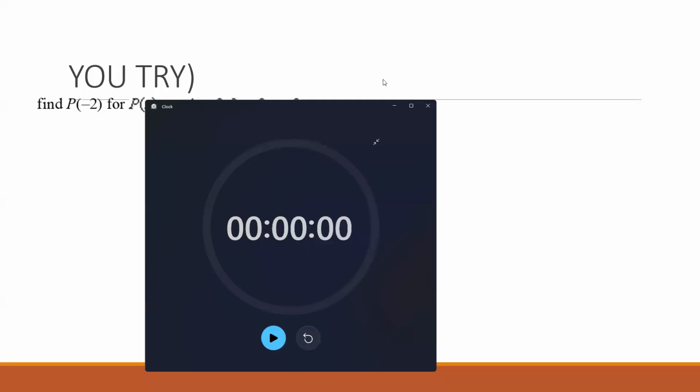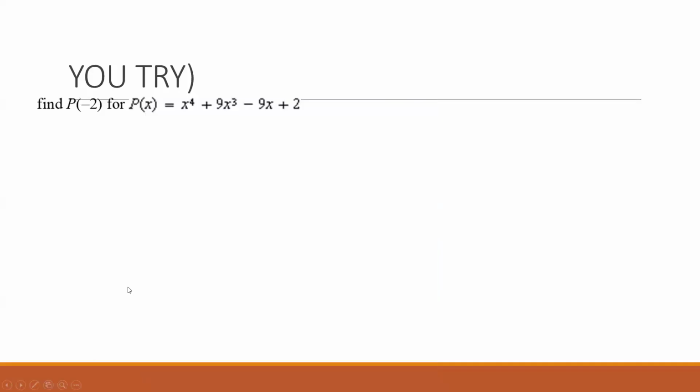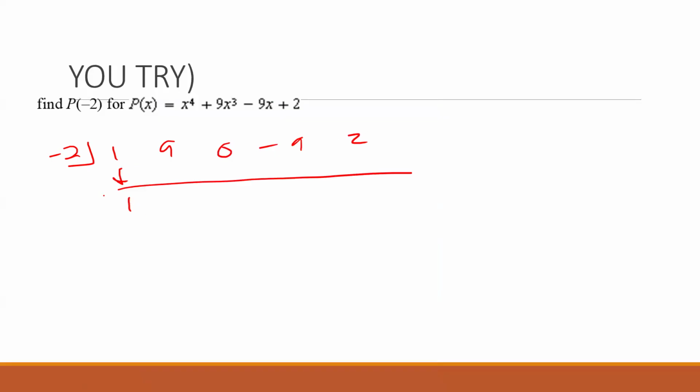Okay, let's talk about this shortcut of evaluating polynomials. All right, so we have our -2. What was I missing? The square. So this one had to be a 0. And we get it going.